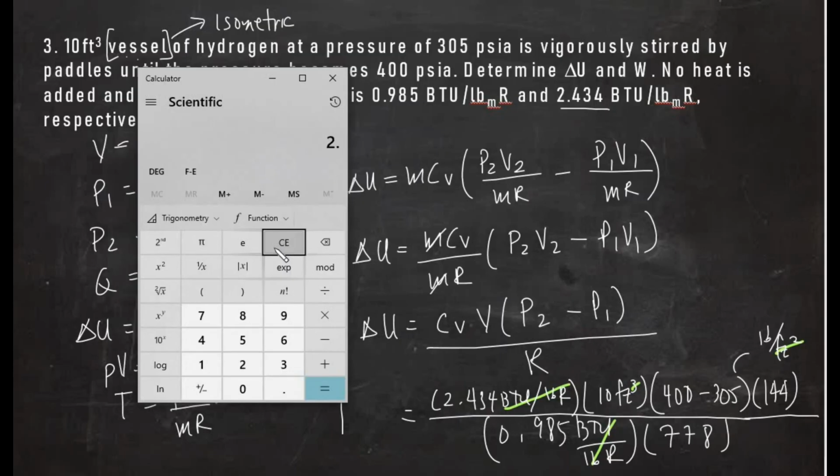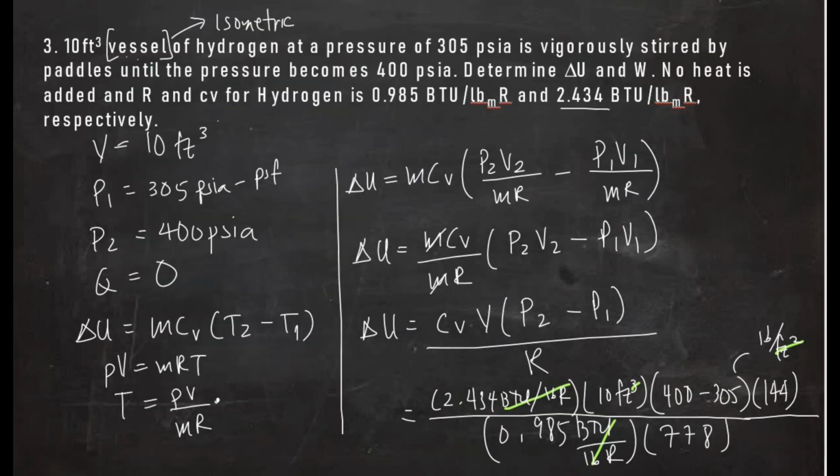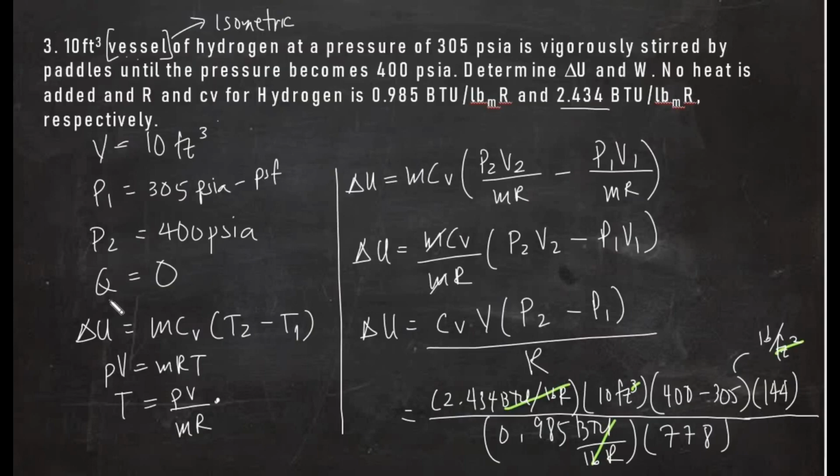So we have 2.434 times 10 times 400 minus 305, so that is 95, and then times 144. And then let's divide that by 0.985 times 778. And the answer that we will get is 434.5. So we have delta U equal to 434.5 BTU.